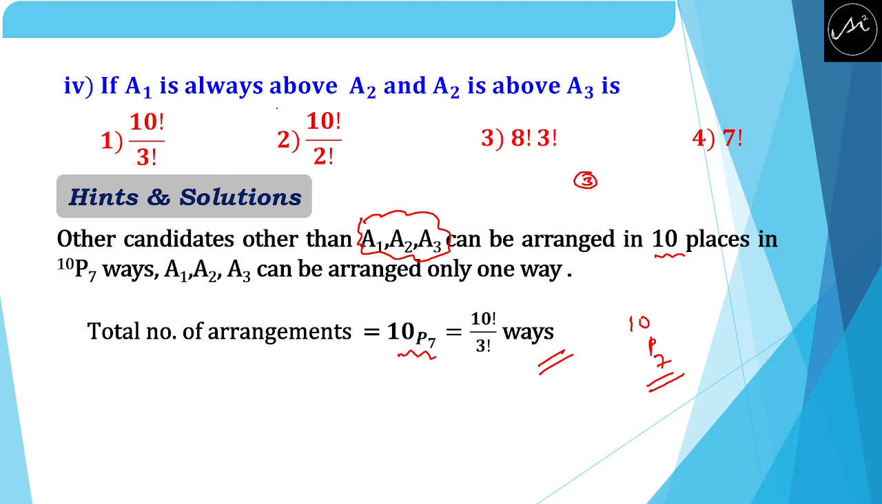Here you just see the words: A1 is always above A2, and A2 is above A3. Please go through this problem very carefully. It is a very important problem, because it has different conditions: always above, just above, is above, and again A2 is above A3. So please be careful. This problem is going to be very important. Take care of it.